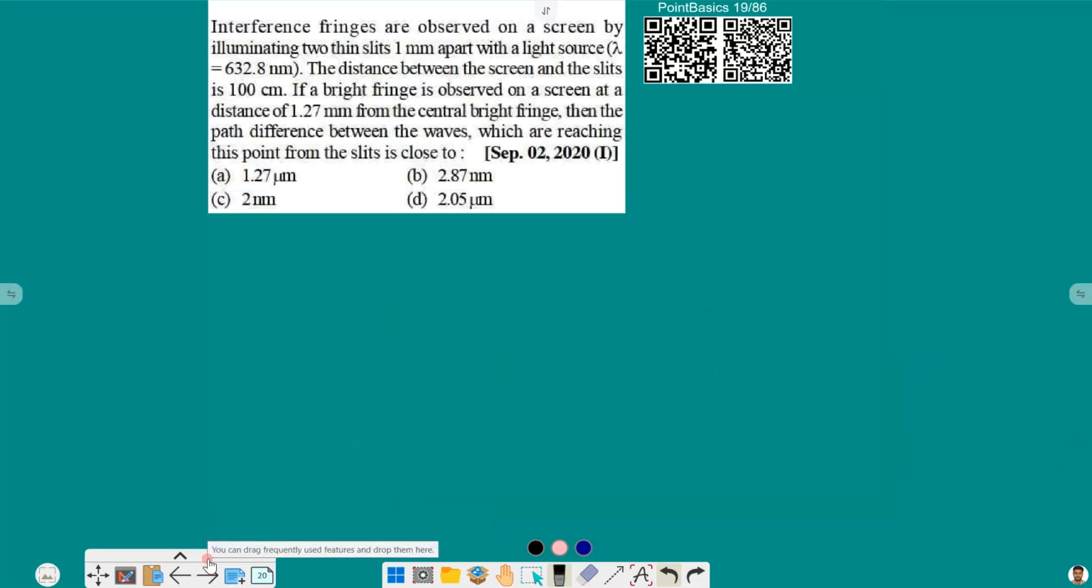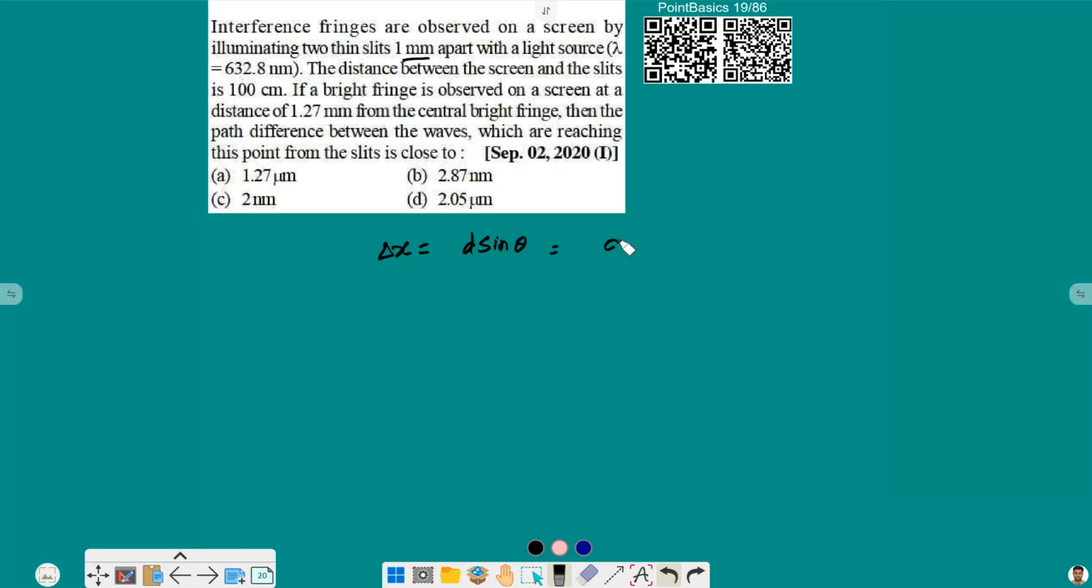Now in the next one, interference fringes are observed on the screen by illuminating two thin slits 1 millimeter apart. Light wavelength is given, and distance between the screen and slits is given. If the bright fringe is observed on the screen at a distance 1.27 mm from the central bright fringe, then the path difference between the waves which are reaching this point from the slits is close to. Now we know that path difference in case of an interference pattern in Young's double slit experiment is equal to d sine theta.